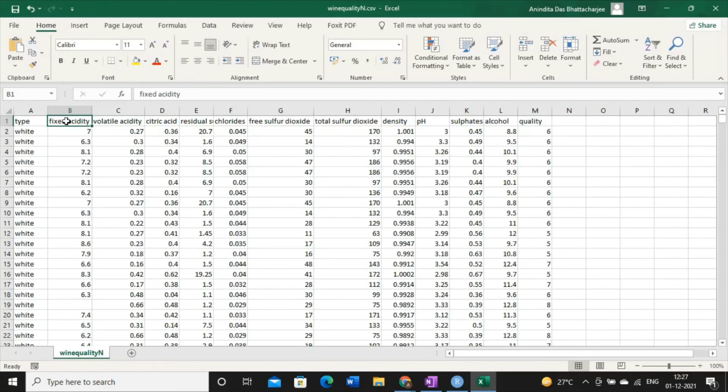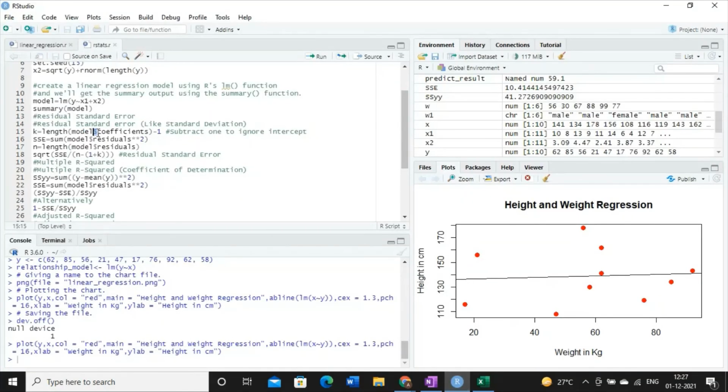So, column is treated as variable. So, I can write dollar fixed acidity. What is the meaning of dollar? Dollar means that after this output model, which is holding the value of LM, now I am going to fetch the values under the coefficient column. So that's why I'm just writing dollar coefficient. So dollar is used to fetch variable in R, then -1.